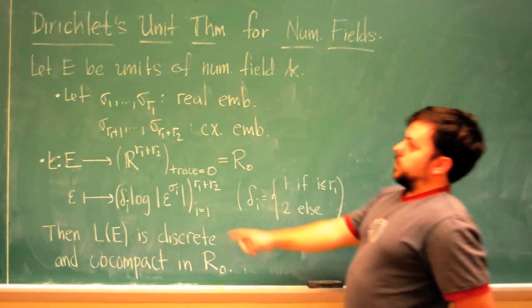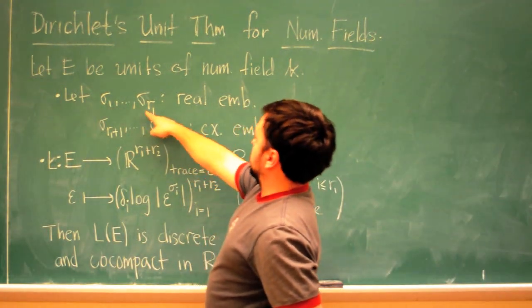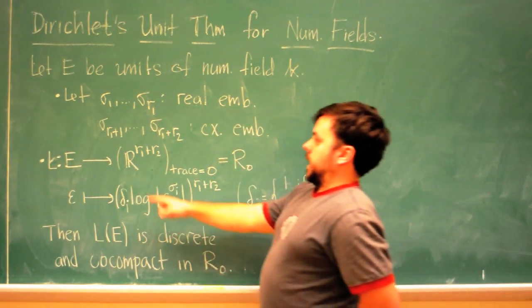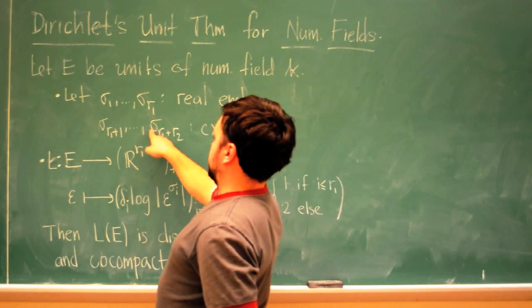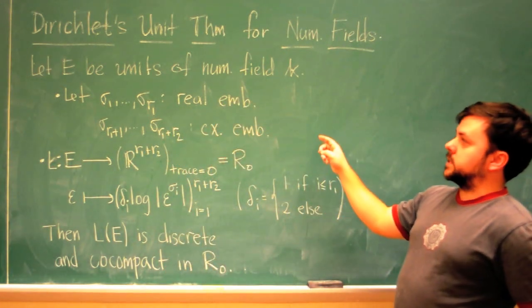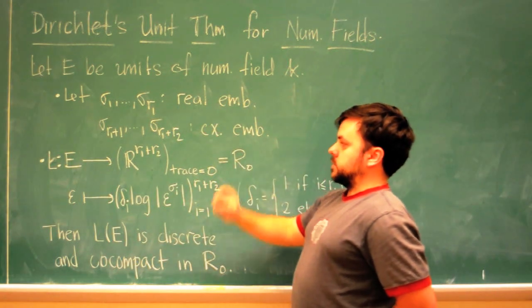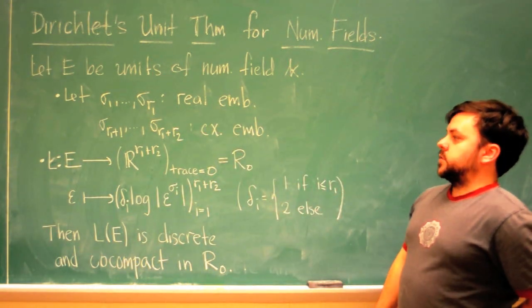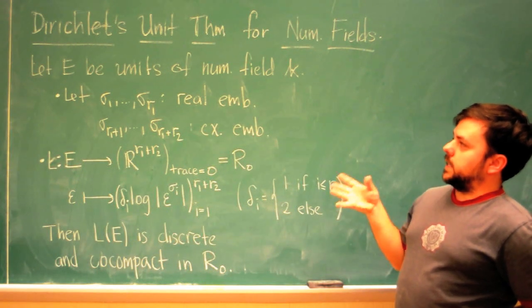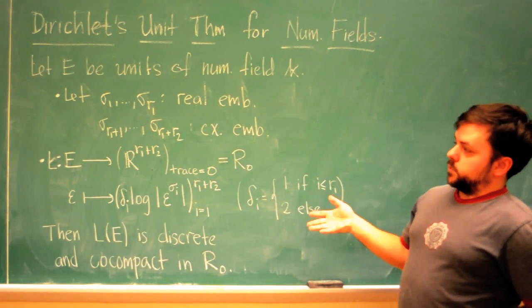And let sigma 1 through sigma R1 be the real embeddings of K into an algebraic closure of Q. And let sigma R1 plus 1 through sigma R1 plus R2 be the pairs of complex embeddings of K into an algebraic closure of Q. The idea is we want to know something about the units E as a Z module.